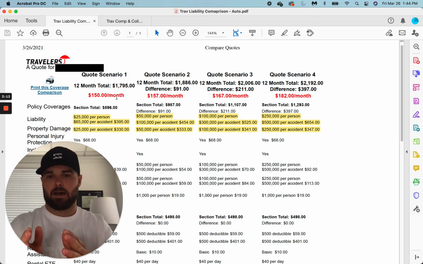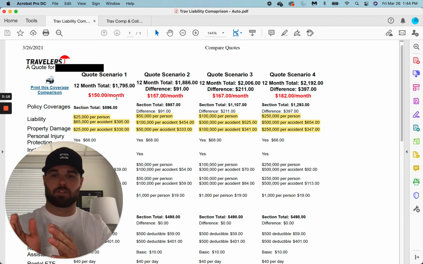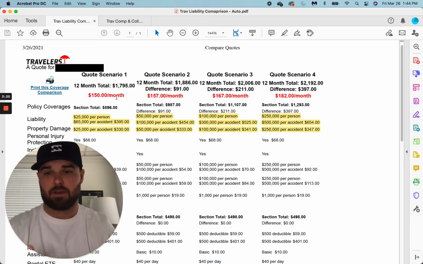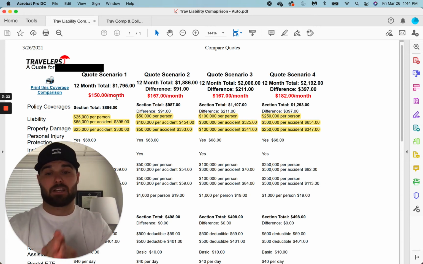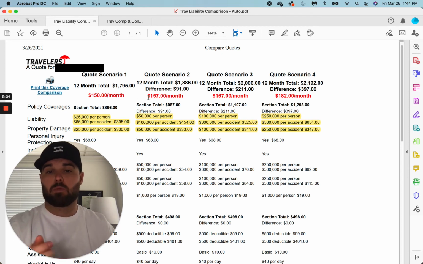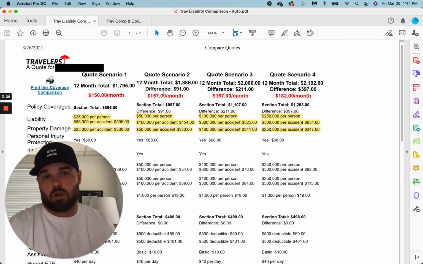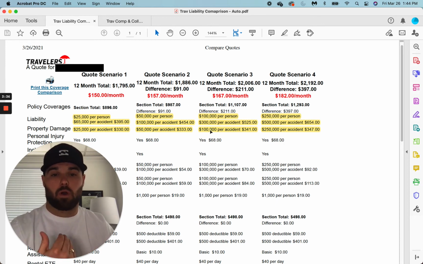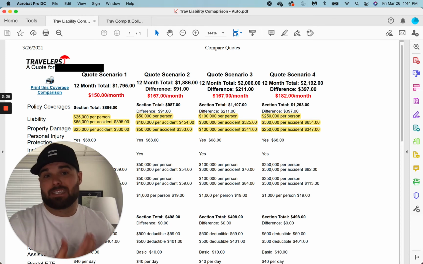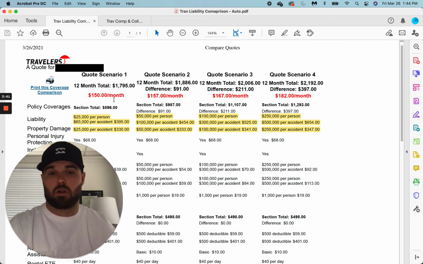But if we bumped up from the state minimums of $25,000, $65,000, $25,000 to $50,000, $150,000, it would only be $157 a month. So $7 more a month. Not crazy, but you're basically doubling the coverage that you have in the event that you're in an accident that you're at fault in. And then we have 100, 300, 100, $167 a month. So $17 more a month.